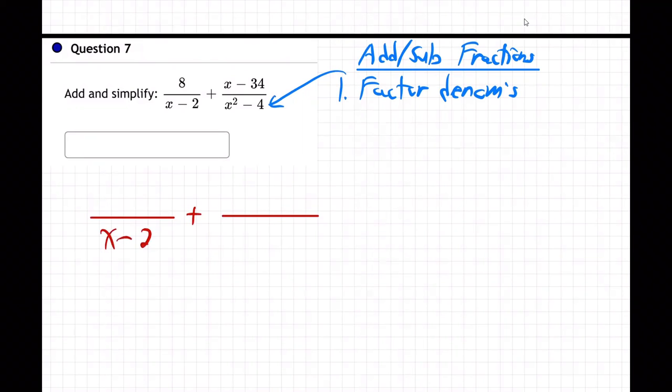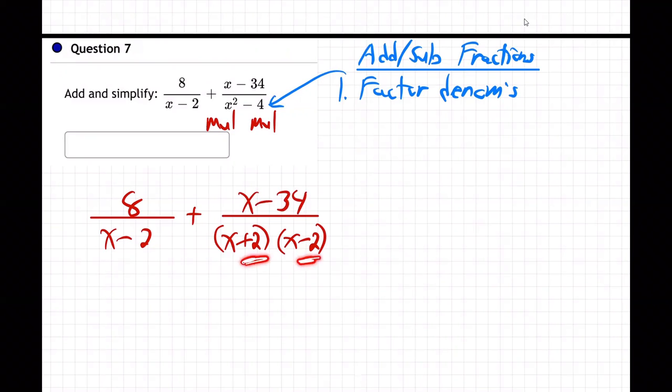So this denominator right here is x squared minus 4. This is a multiply. So 2 parentheses, x in the front, plus 2 and minus 2. Right, that's how we get minus 4. Is that good? Right, plus 2 times minus 2 is minus 4. So we factor denominators first off.